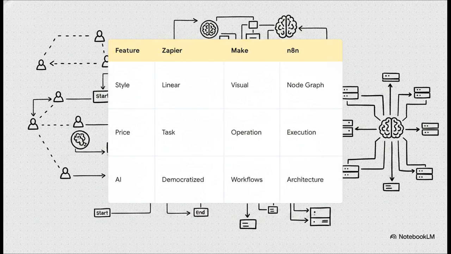I actually highly recommend pausing the explainer right here and grabbing a quick screenshot of this reference table. It perfectly locks in everything we just talked about. Pay special attention to that bottom row, AI maturity. Zapier is your best bet for democratized, accessible AI. Make is perfect for weaving AI seamlessly into complex visual workflows. But N8n stands completely alone when AI is the core, foundational architecture of your entire system.